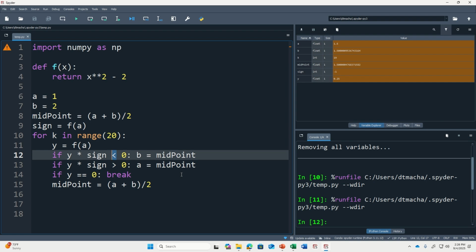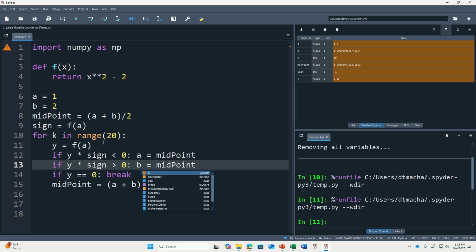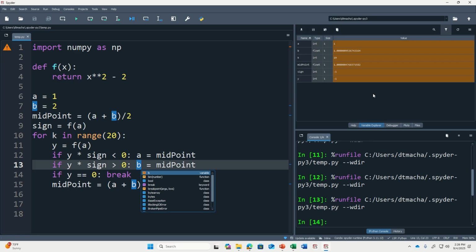I don't know. It's just too weird. Let me just try to change the A and B and see if it works, and then if it does work, then we'll think about why. Nope, that doesn't work either, because now it's saying that my midpoint is like 1.